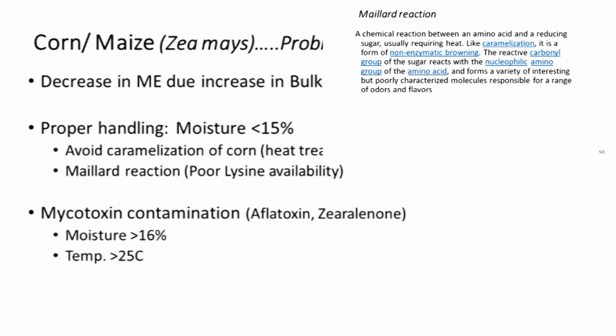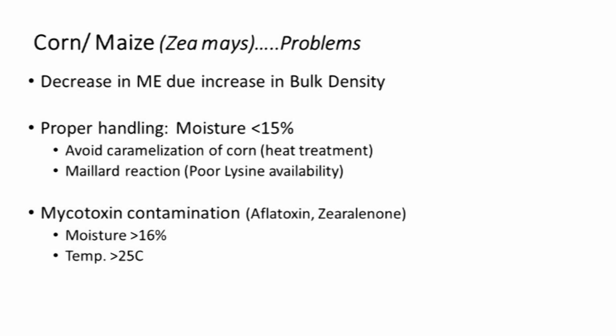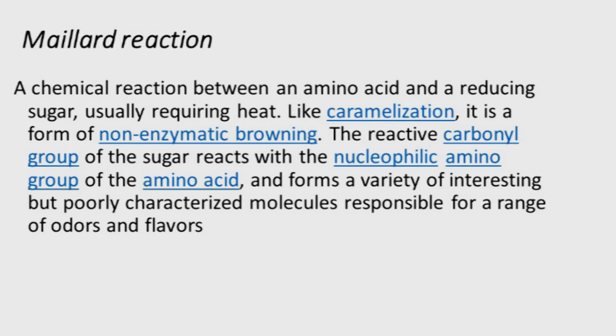We have to store grain for a long time. So aflatoxin and zearalenone, these are the toxins. If we keep the moisture content below 15% and temperature less than 20, we can store for a long time. Otherwise, if the moisture is more than 15 and temperature is greater than 20, the chances of such problems are there. So this is the Maillard reaction. You can see it from any book source.